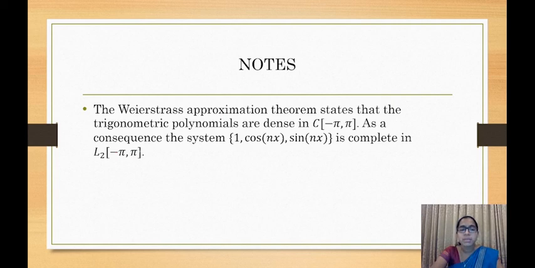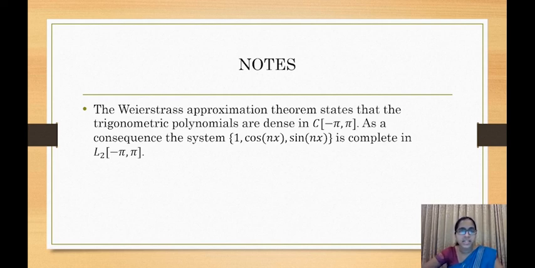Right? And in the previous case, we had considered the system t^n. So here we are dealing with trigonometric polynomials. So the system will be the set 1, cos nx, sin nx. The linear combination of all these terms will give all the trigonometric polynomials for us. So this set is complete in L2[-pi, pi]. So just keep this in mind, or you can also check whether this is true or not.